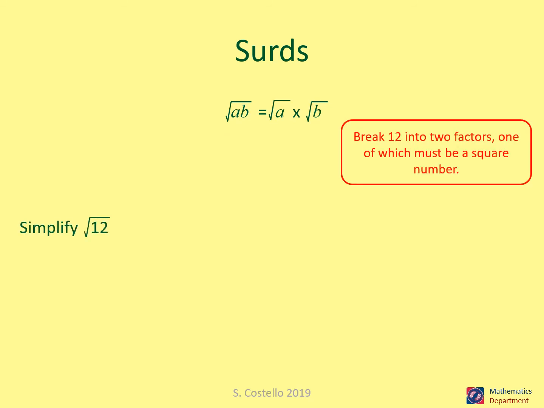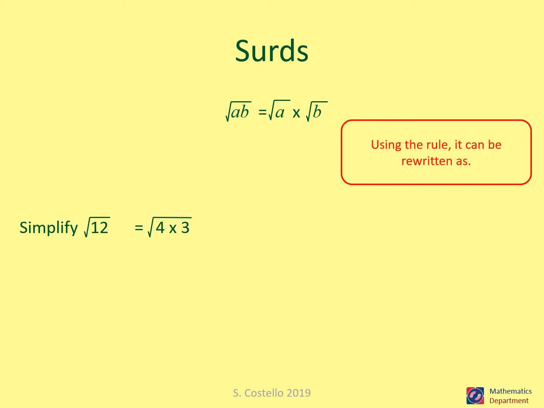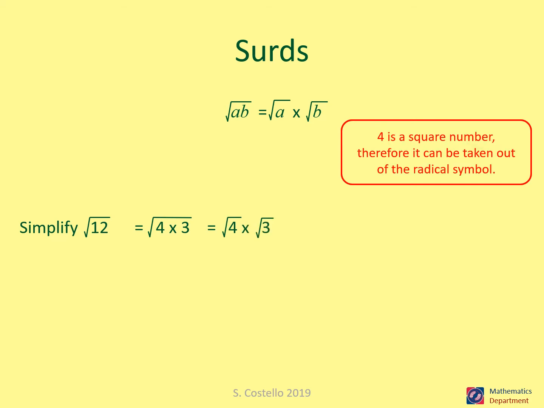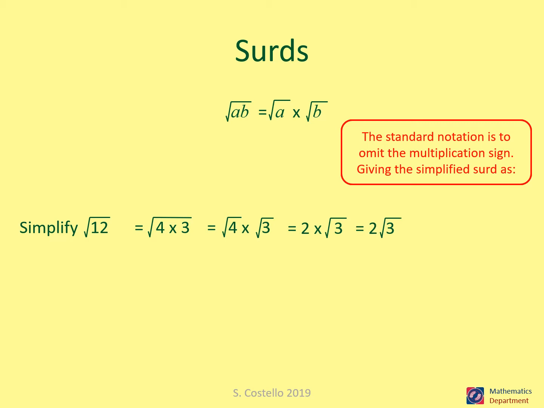Simplify root 12. Break 12 into two factors, one of which must be a square number. So it equals root 4 times 3. Using a rule of surds, this can be rewritten as root 4 times root 3. 4 is a square number, therefore it can be taken outside of the radical symbol. The square root of 4 is 2, which gives us 2 times root 3. Standard notation is to omit the multiplication sign, giving a simplified surd as 2 root 3. So root 12 is equal to 2 root 3.